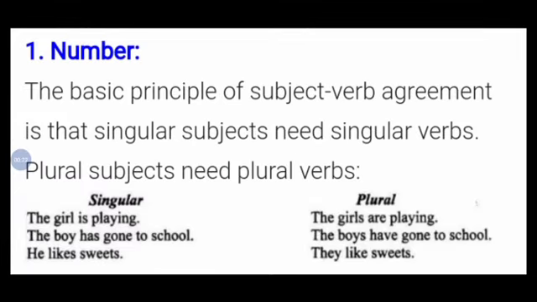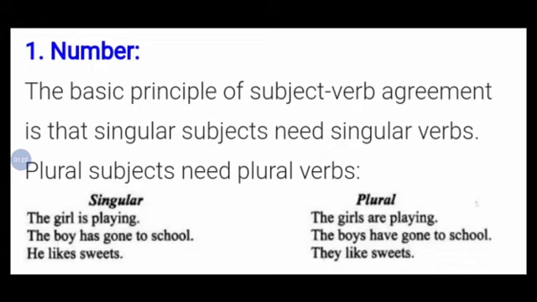The first rule of Subject Verb Concord is number. The basic principle of subject verb agreement is that singular subjects need singular verbs, plural subjects need plural verbs. So the first rule is that the singular subject takes the singular verb and the plural subject takes the plural verb. Singular verb is nothing but the verb with s or es, and the verb first form is called the plural form of the verb.